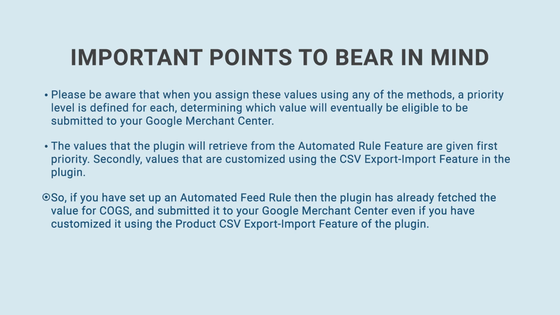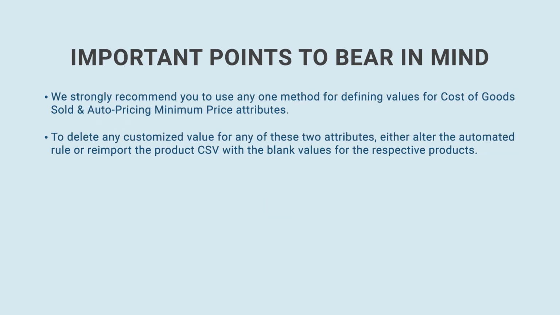So, if you have set up an automated feed rule, then the plugin has already fetched the value for COGS and submitted it to your Google Merchant Center, even if you have customized it using the product CSV export-import feature of the plugin. We strongly recommend you use any one method for defining values for cost of goods sold and auto pricing minimum price attributes. To delete any customized value for any of these two attributes, either alter the automated rule or re-import the product CSV with the blank values for the respective products.